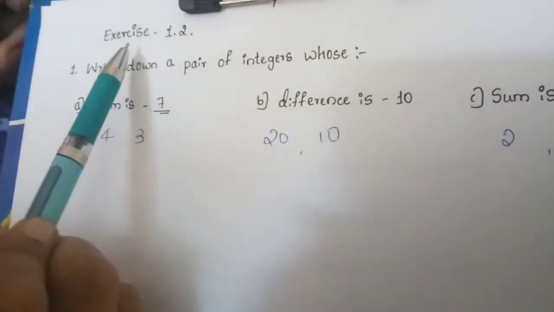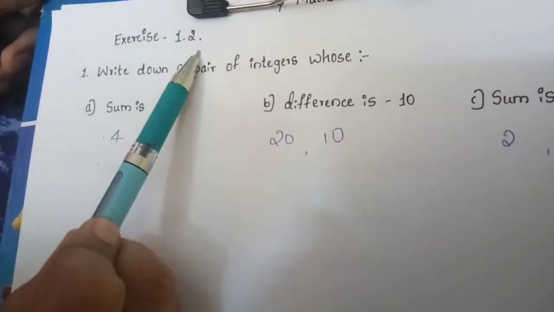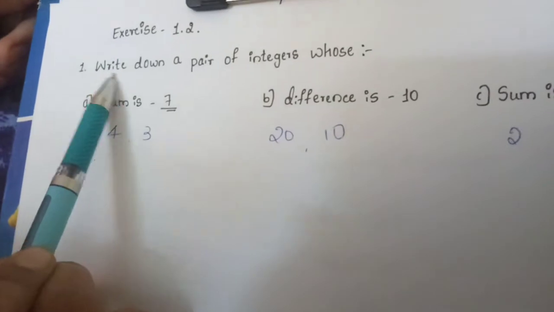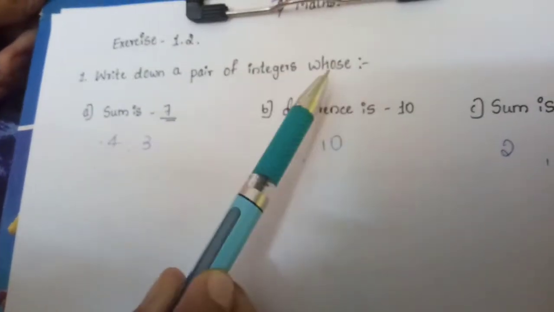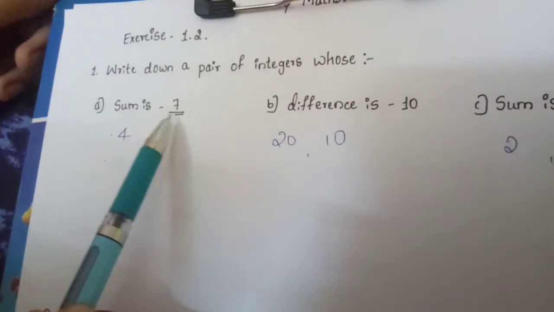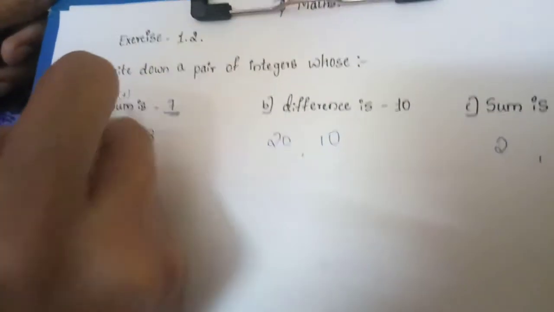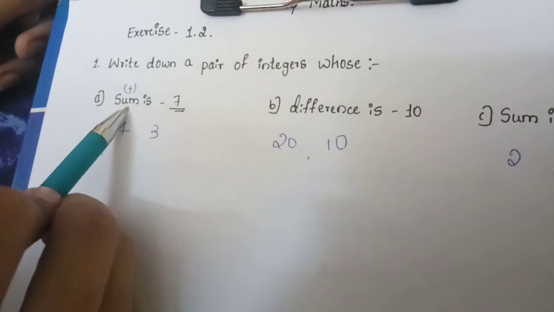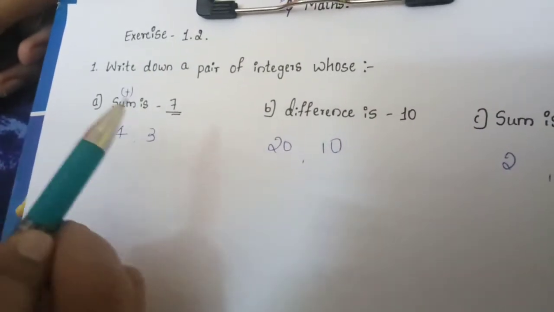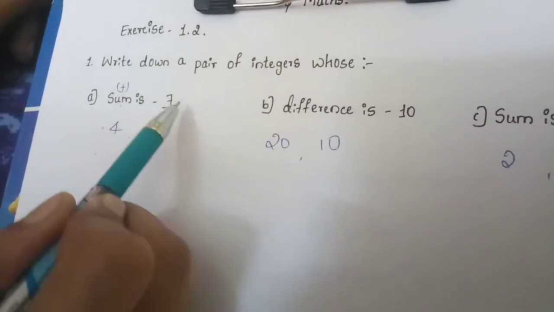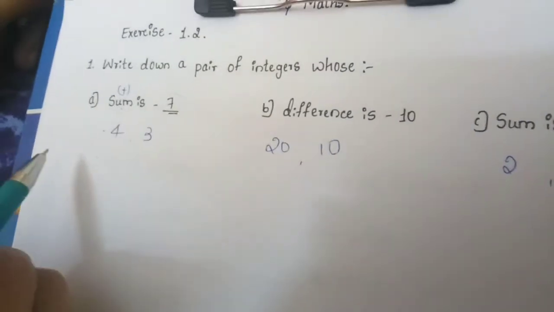Hello children, let's start with exercise 1.2. The first question is: write down a pair of integers whose sum is minus 7. Sum means plus. Keep in mind, whenever they ask for a sum in a question, we need to add. We need to add two numbers and find the answer as minus 7.